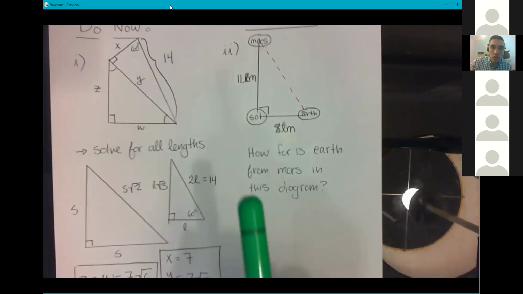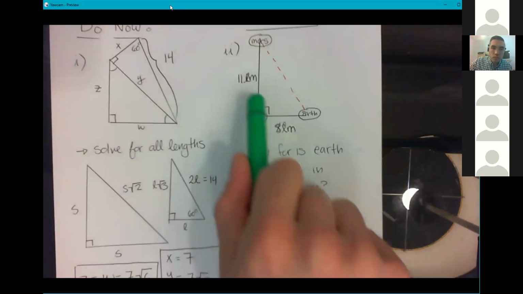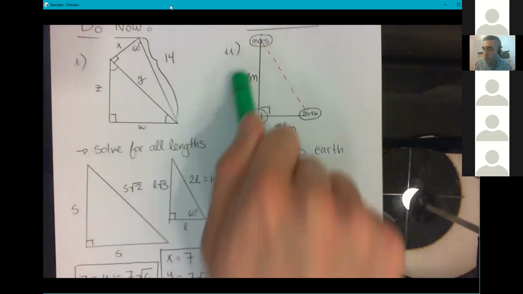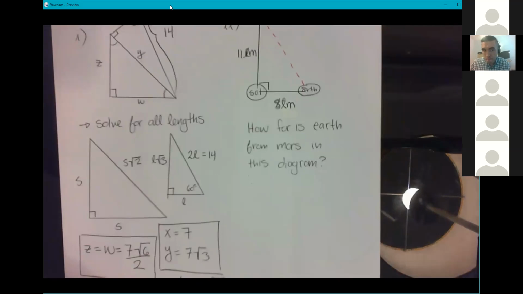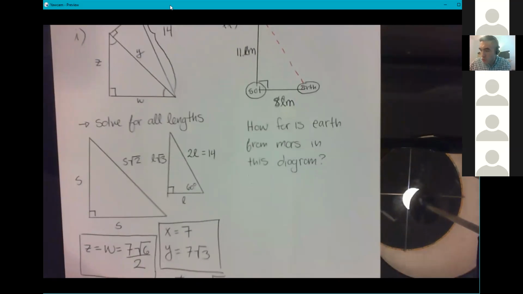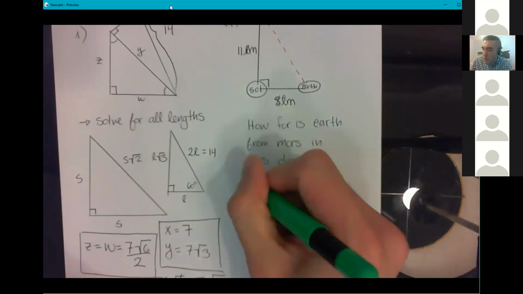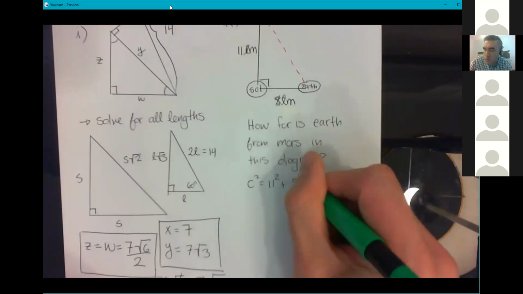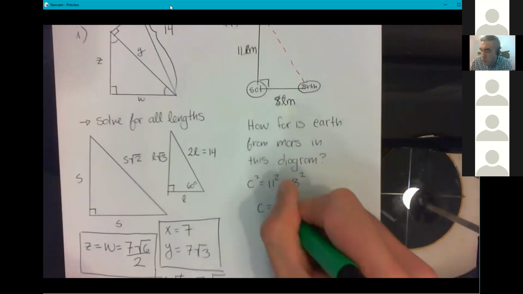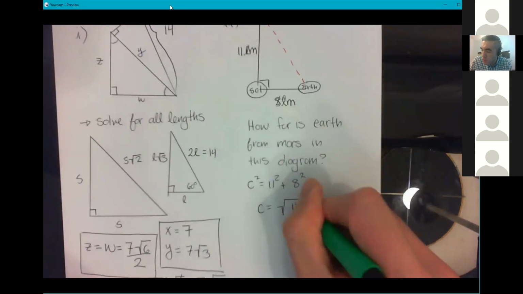So here we want to do the Pythagorean theorem. And what do we get? You get the square root of 185. Good. So this unknown length, c squared, is going to be equal to 11 light minutes squared plus 8 light minutes squared. So c is going to be equal to the square root of the sum of these two numbers.